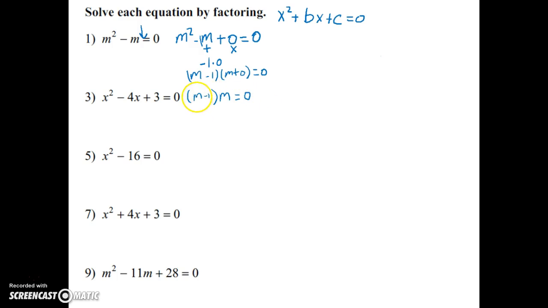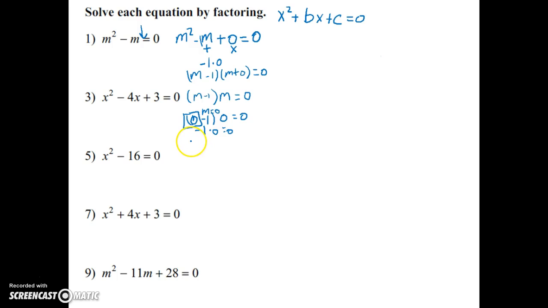So now I need to know what values of m will make this 0. Well, if m is 0, so if I have 0 minus 1 times 0, I get 0. 0 minus 1 is negative 1, times 0 is 0. So I know that one of my solutions is going to be 0. m equals 0. That's one of my solutions.